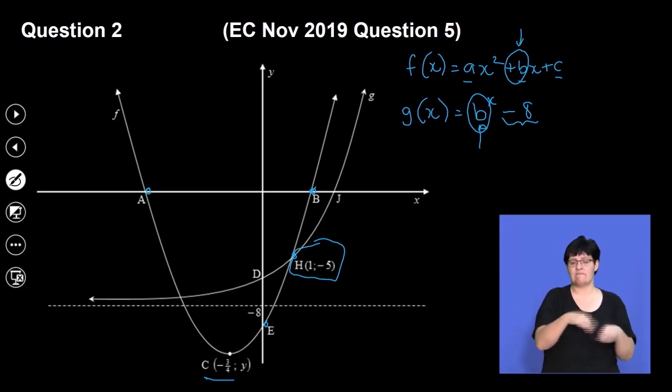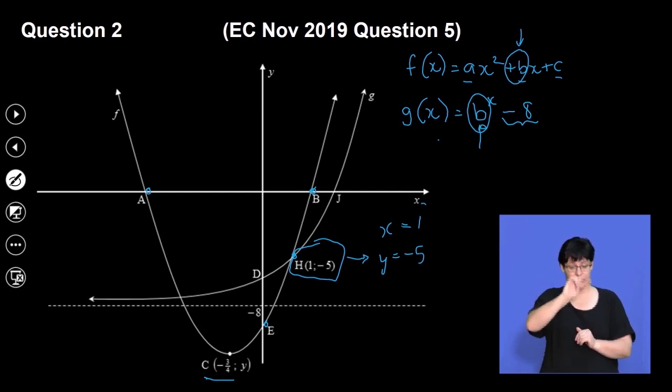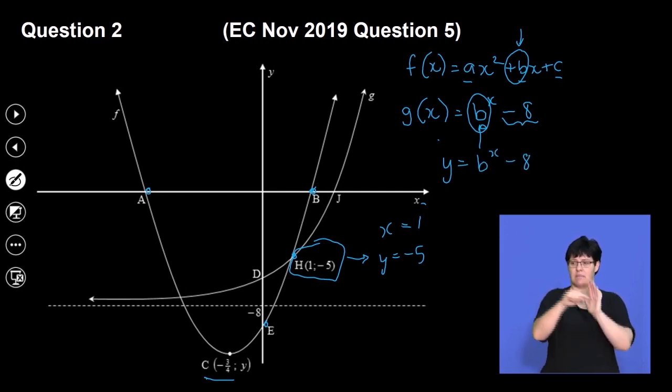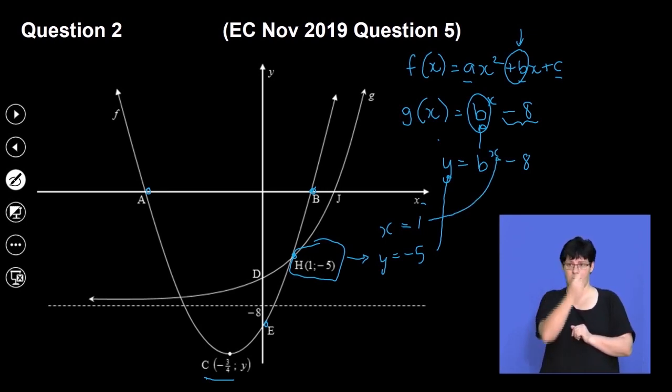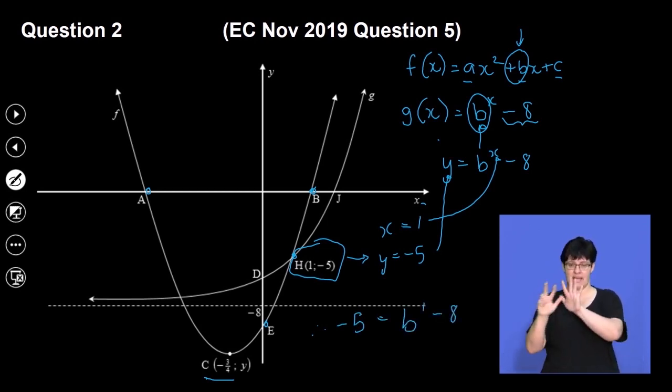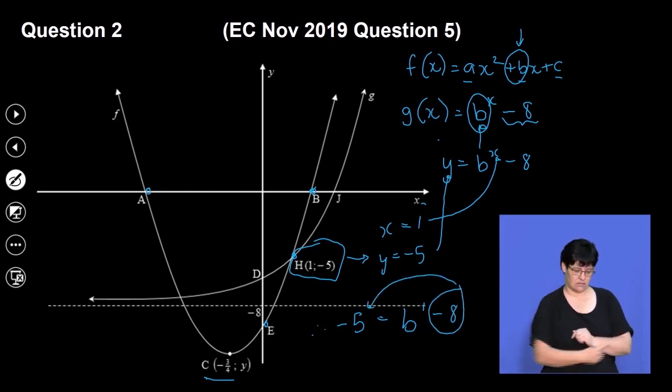We have a point that lies on the exponential curve, so we should be able to find that value of b. For this point h, we know that when x is equal to 1, y is equal to -5. So I can sub both of those values into this equation. If y is equal to b to the power of x minus 8, I sub the minus 5 in for y and the 1 in for x. So -5 is equal to b to the power of 1 minus 8. Taking that over, -5 plus 8 gives me 3, which is equal to b.